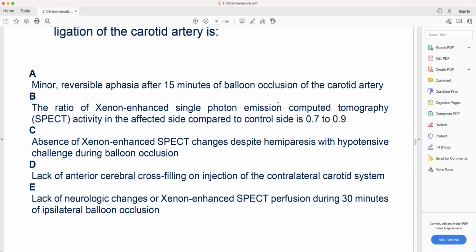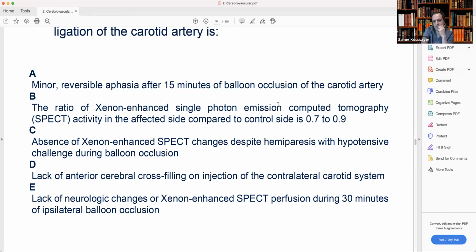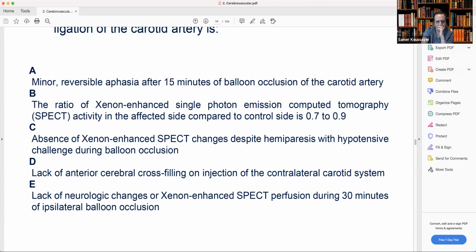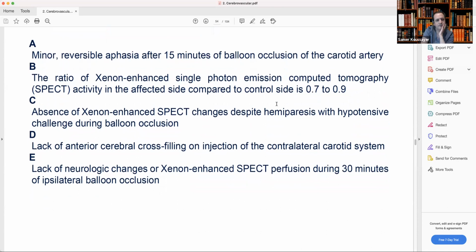But just to look at the circle of Willis, I don't think this is enough to give you enough assurance. I'm not sure 100%, but I don't think so. Maybe somebody can look at that and let us know next time.